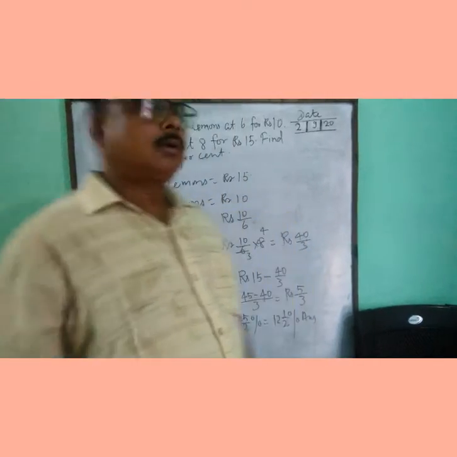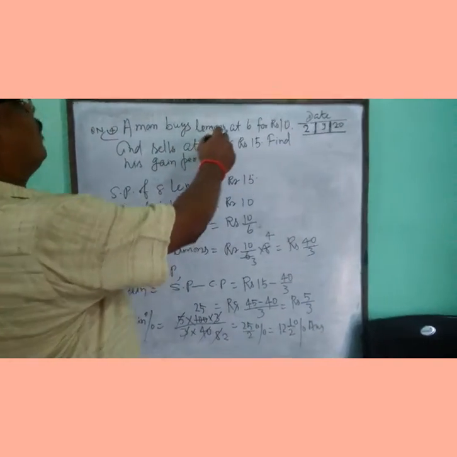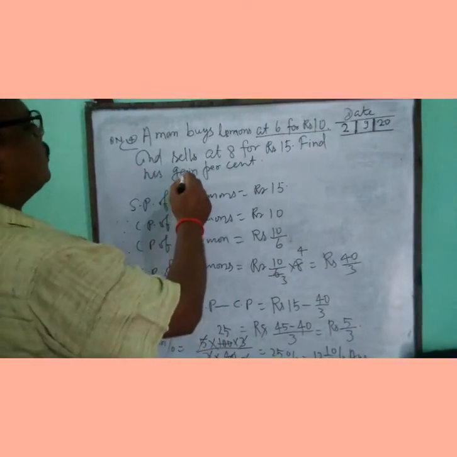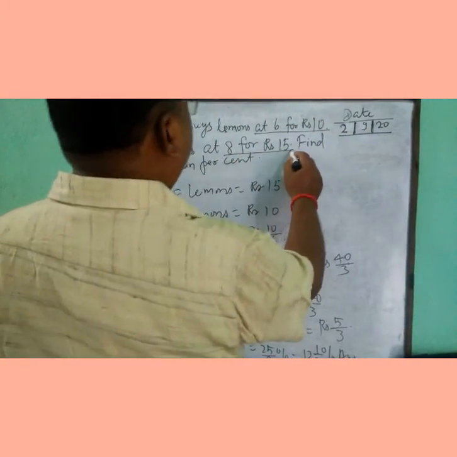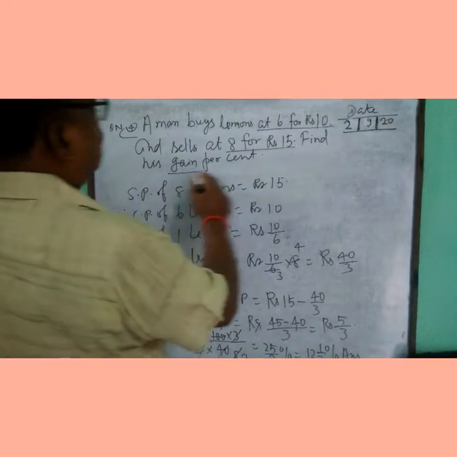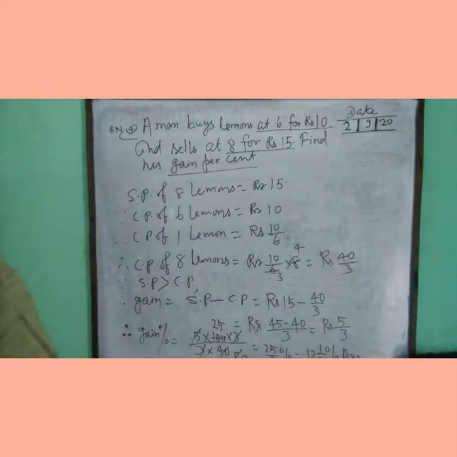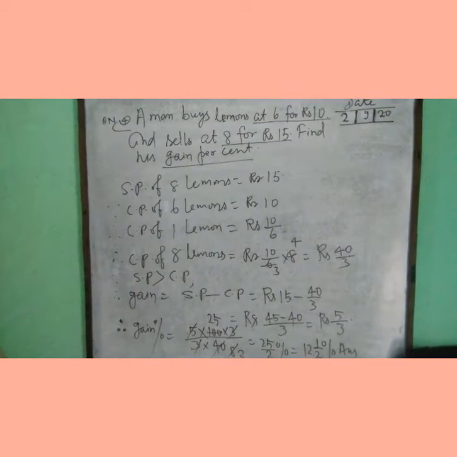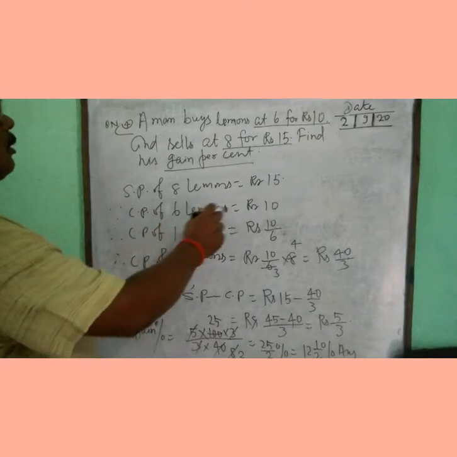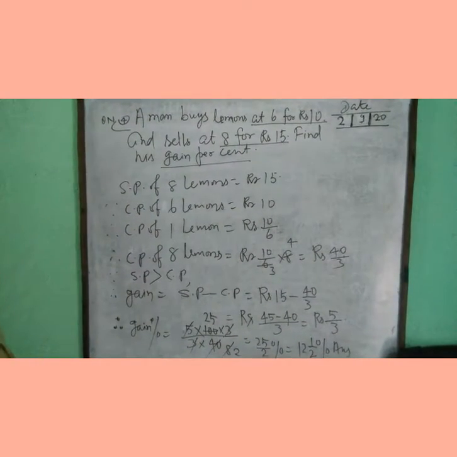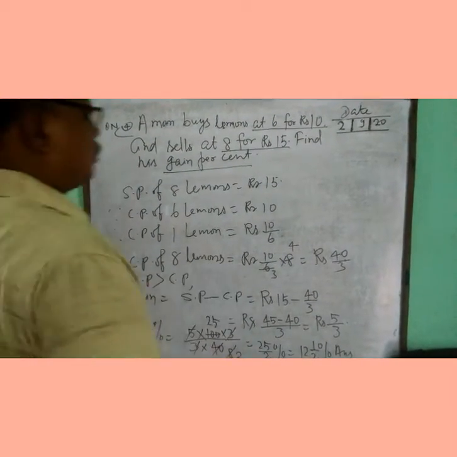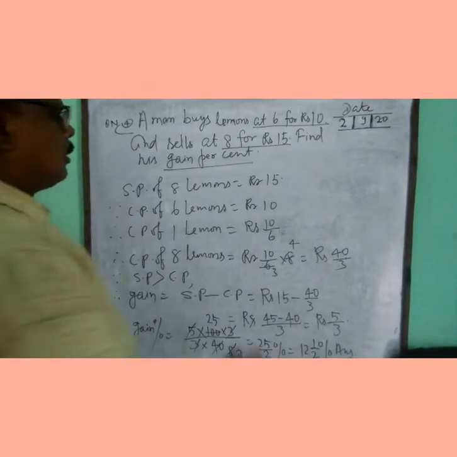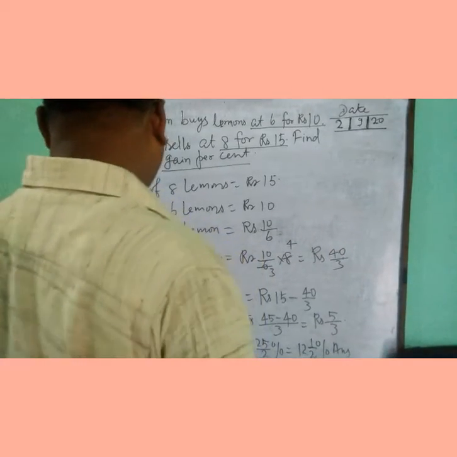Question number 4. A man buys lemons at 6 for Rs 10 and sells at 8 for Rs 15. Find his gain percent. Because SP of 8 lemons is equal to Rs 15 given. CP of 6 lemons is equal to Rs 10 also given. So we find the cost of 8 lemons is equal to 10 by 6 multiply 8, 3 2 is 6, 4 2 is 8, 10 4 is 40 by 3 rupees.